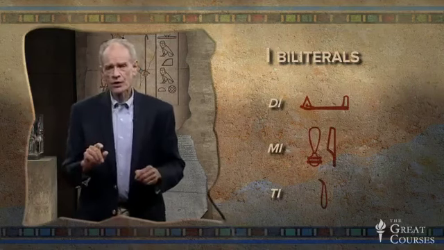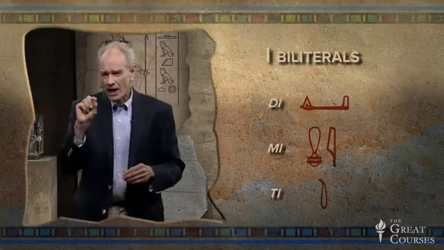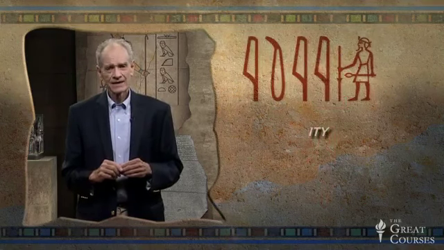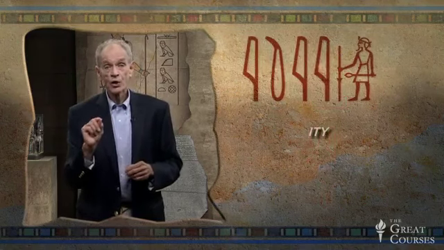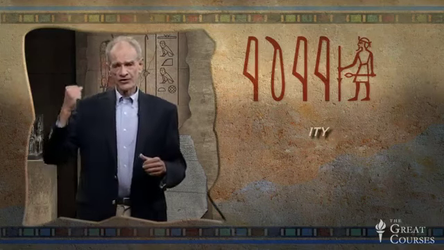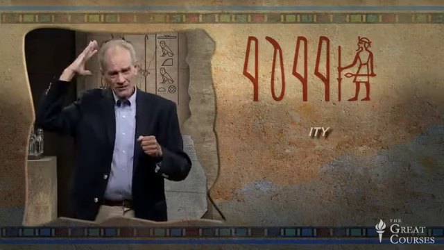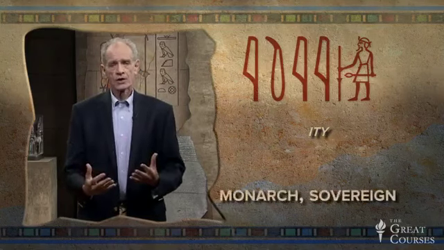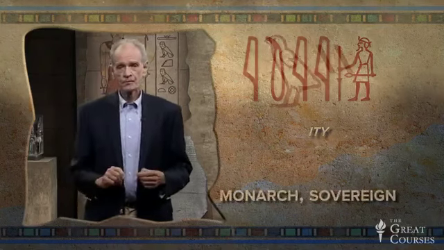Add it to your biliteral chart with the other biliterals, right next to the I biliterals. So the word was pronounced iti. The determinative shows a person of authority, complete with a staff, a mace, and a crown of some sort. The word means monarch or sovereign. You'll see it in the homework assignment.